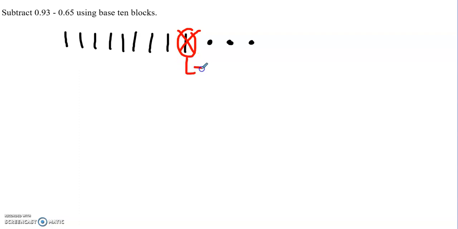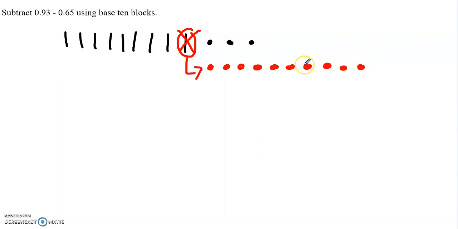What I am doing, and what this arrow is going to show, is I'm taking that long and I'm breaking it up into 10 pieces. So I have 1, 2, 3, 4, 5, 6, 7, 8, 9, 10. And I'm going to just recount.